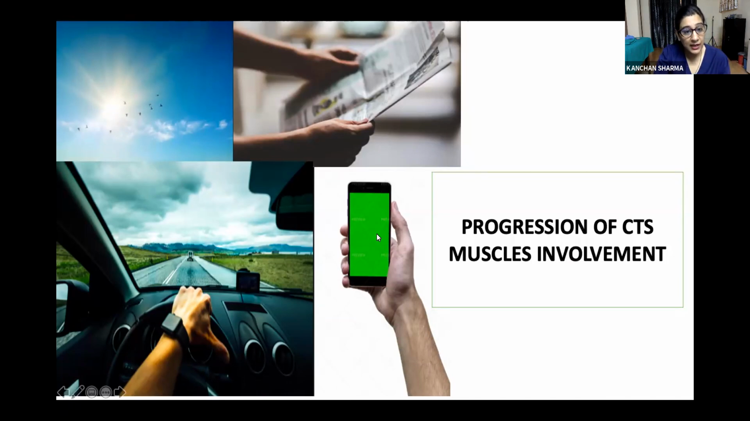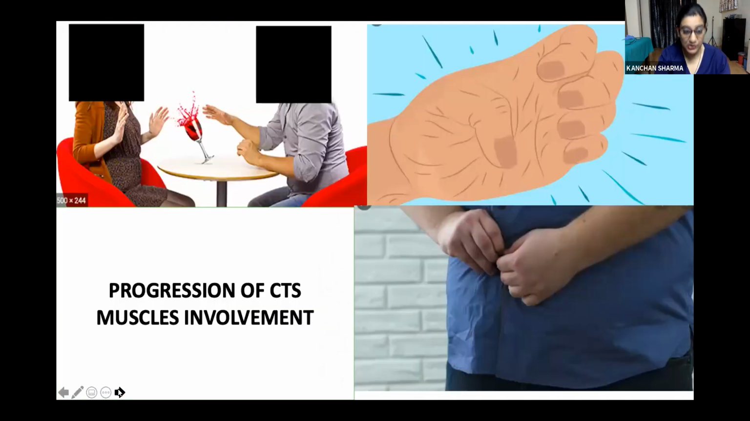Then holding the mobile, driving the car, because at that time also we have to hold the steering, so we'll be flexing. The gist of the story is that whenever he tries to flex the wrist, that will increase the pain of the patient.